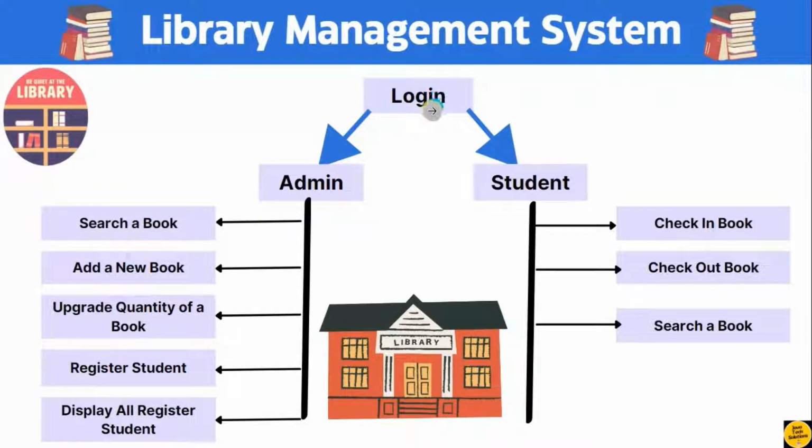Now suppose after login we see that it is a student, then what can the student do? The student can check out the books. He has selected some books, right? So he wants a book for reading, then he or she can check out the books from the library. First of all, search a book, like what are the available books in the library, so that based on that he can pick those and then book different types of books.